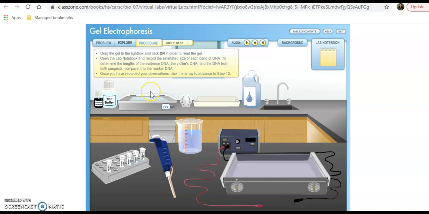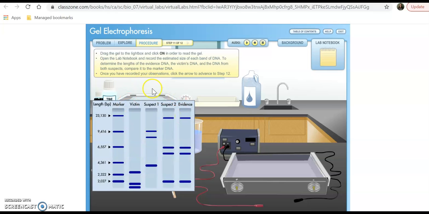All right, as you go through this, it's going to prompt you on what steps to do next. So I've gone through and I used the pipette to load all of the different DNA samples into the gel. The gel got stained and then it got put in this light box right here. So I'm going to hit on and it is going to show me how far each of the DNA strands traveled in the gel when the electrical current was run through it.